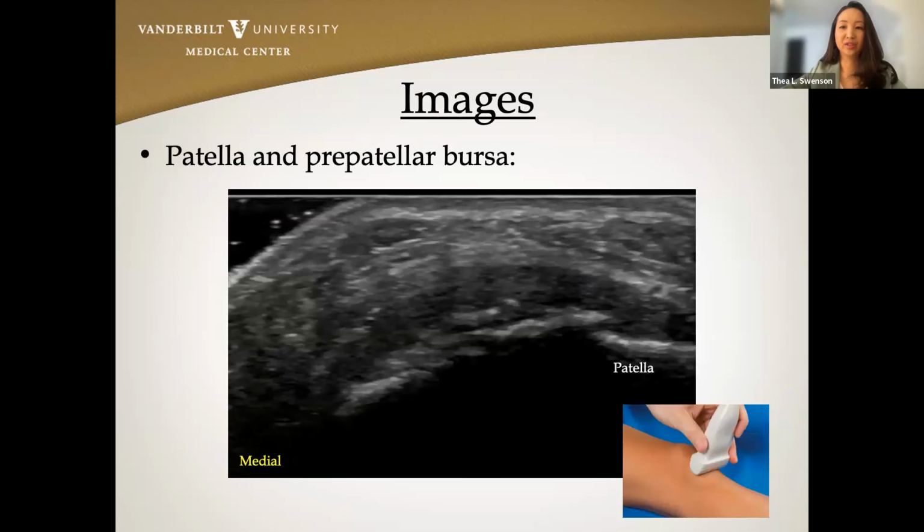This is the transverse view of the area, where we see this cortical fragmentation along the inferior pole of the patella there.